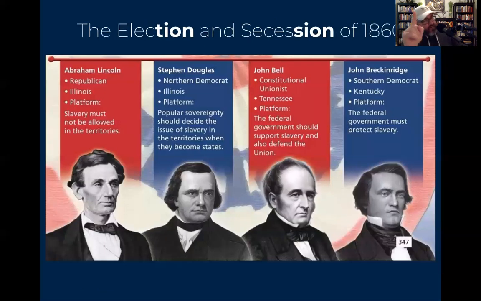The election and the secession of 1860 is going to be the final straw on this. If you look at the variety of the candidates that we have here, each one of them comes to the table with a very specific theme. We'll come back to Lincoln in just a second. But Stephen Douglas is bringing forward the popular sovereignty issue.